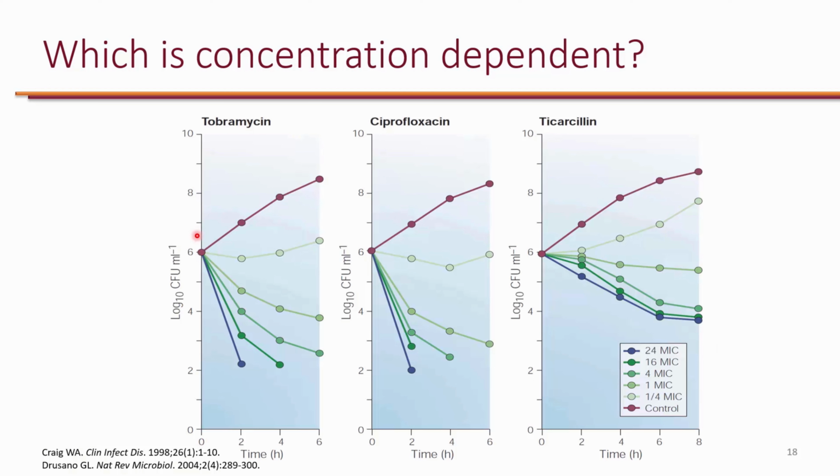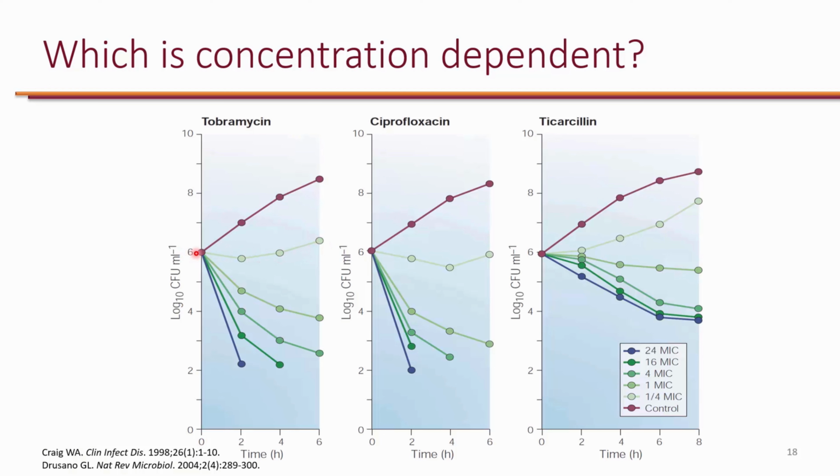MIC is the minimum inhibitory concentration of a specific antibiotic for a specific organism. So in these experiments, we're giving antibiotics in increasing concentration and seeing how much increasing the concentration affects the growth. So for example, on the left hand side, we're looking at the antibiotic tobramycin. If we give a quarter of the MIC, as time goes on, you can see that the growth of bacteria slows down but doesn't completely stop.